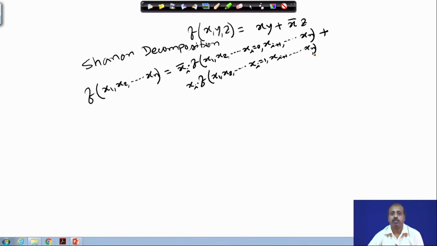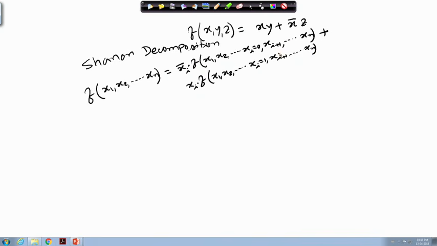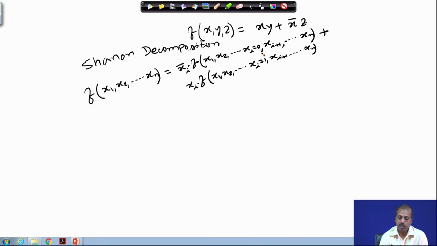So, in both the cases the function f reduces to a function of n minus 1 variable, because one variable has been fixed to some constant. So, that variable is gone. So, you have got a function of n minus 1 variable, and then we put it as xi bar into f x1, x2 up to xn with xi equal to 0, and then plus xi into this. So, this is known as Shannon decomposition. If you apply the Shannon decomposition, essentially what happens is that if I have got this function f, then with a 2:1 multiplexer, I can do it like this.